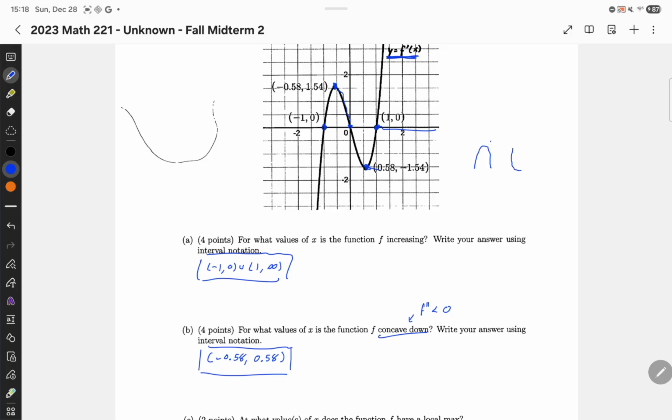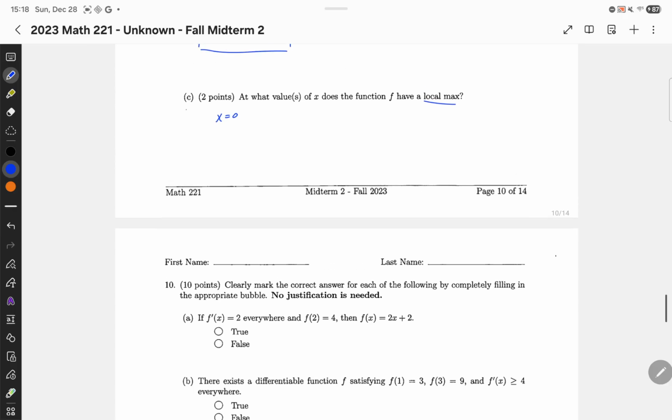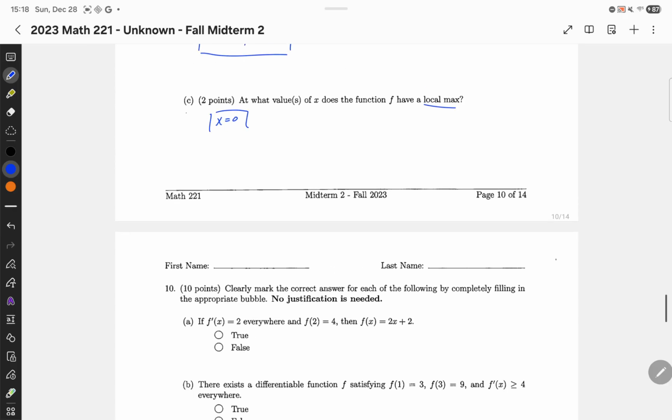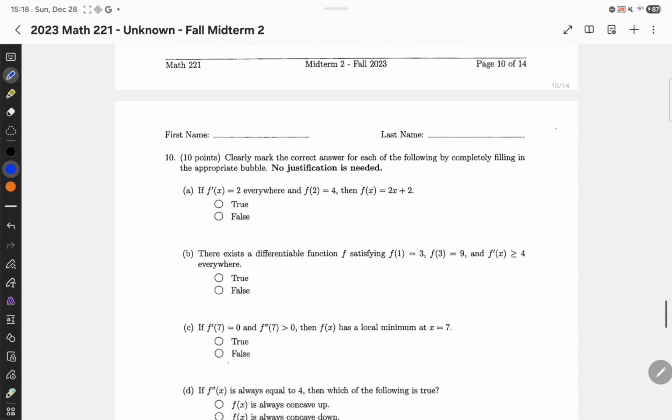That's going to be the same thing. We're decreasing and then increasing. That's a minimum, not a maximum. So our only point, or our only value of x where there's a local max, is at x equals 0.